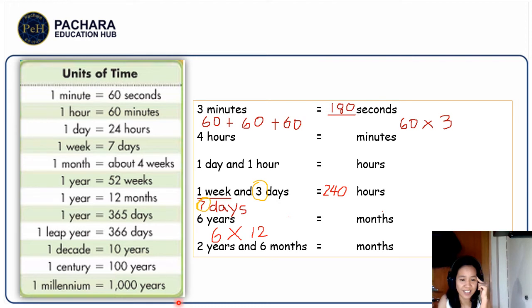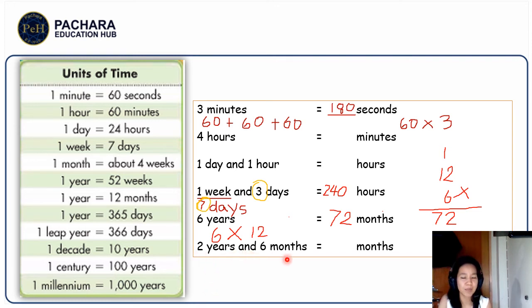So 6 times 2, 12. And then carry 1. Okay, 6 times 1, 6 plus 1, 7. 12 months times 6 years. 6 times 2, 12. Put 1 here. Next, 6 times 1, 6 plus 1, 7. Good job. 72. Great. Next one, the last one.